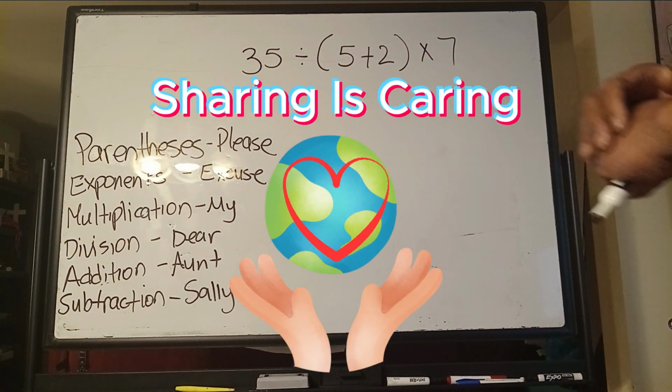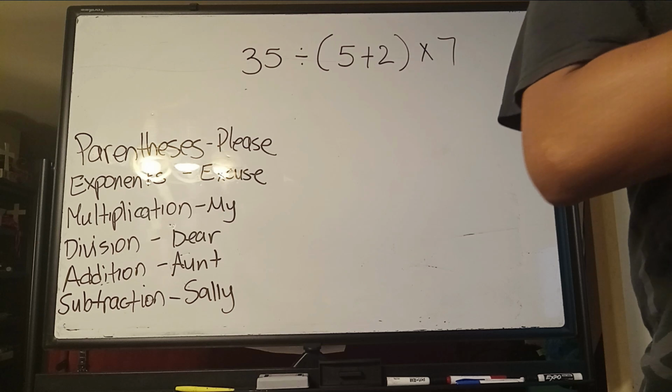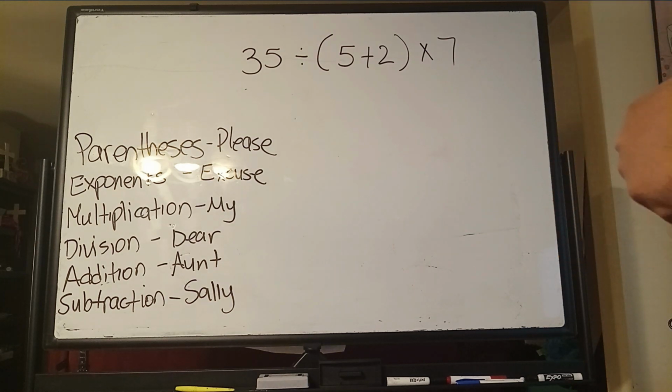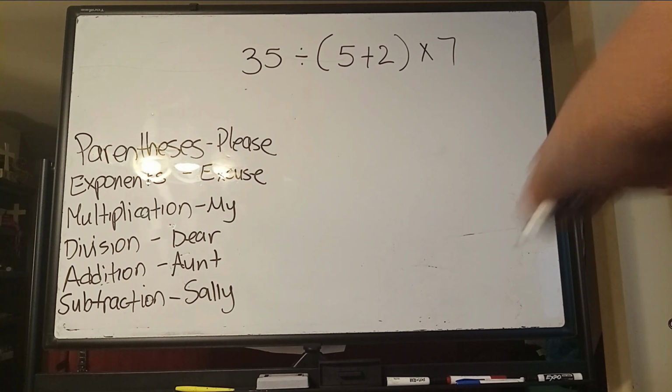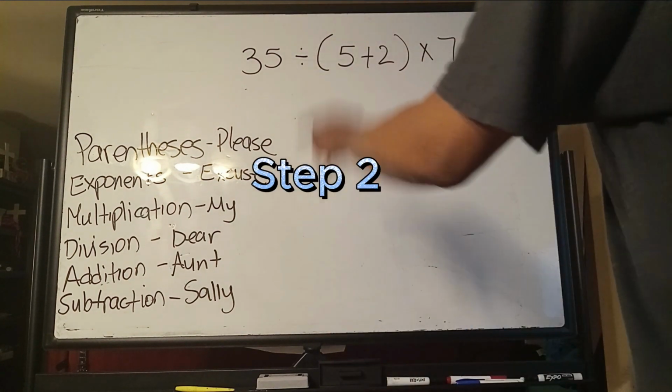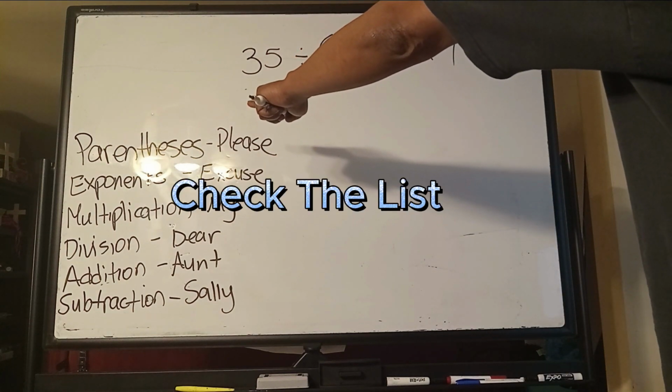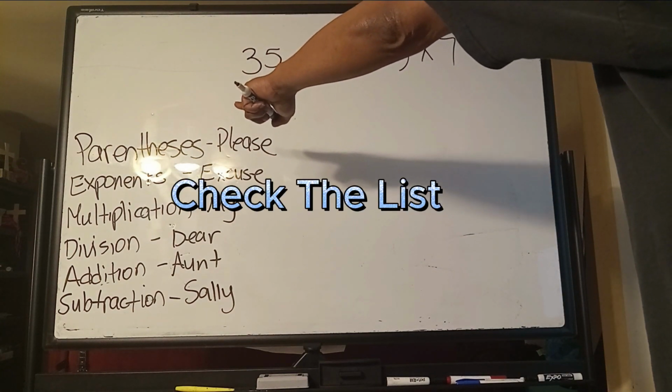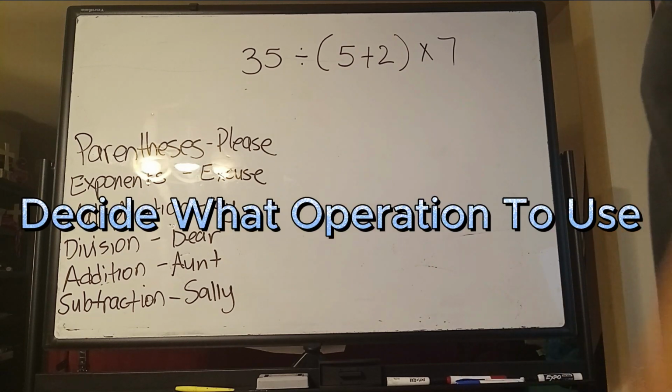So with that being said, again, the problem does not ask for everything. It just wants to know what we're going to do first. So we're going to answer that first, right? What is our order of operations? Please excuse my dear Aunt Sally. What do we do first, always? The parentheses. Exactly. Parentheses is always number 1.